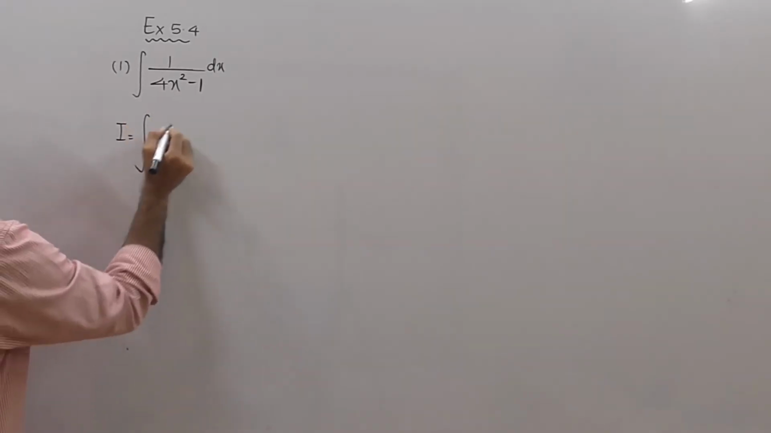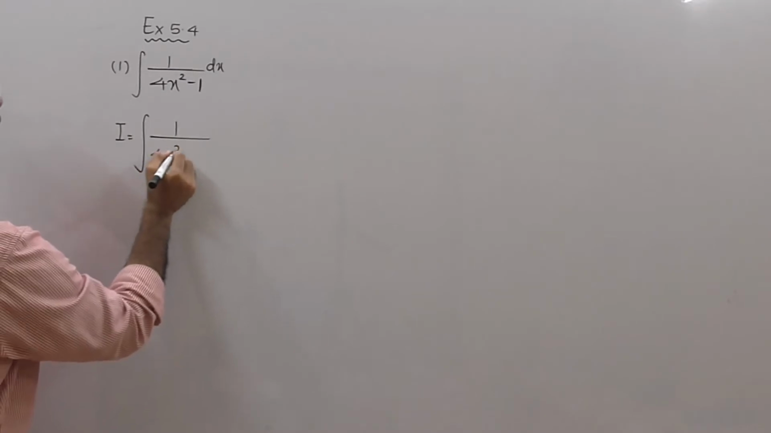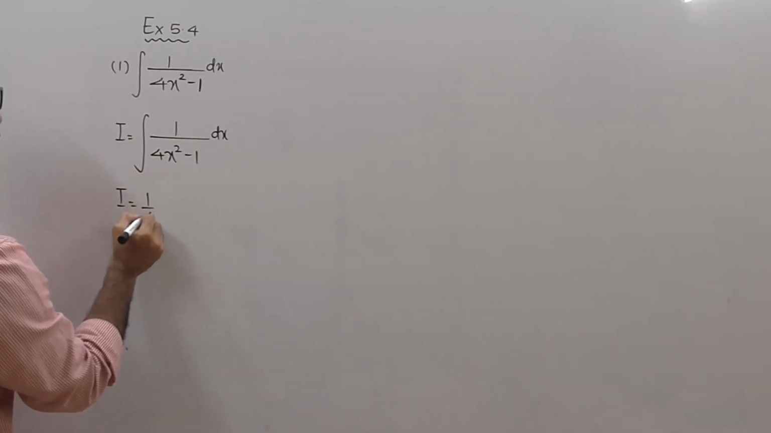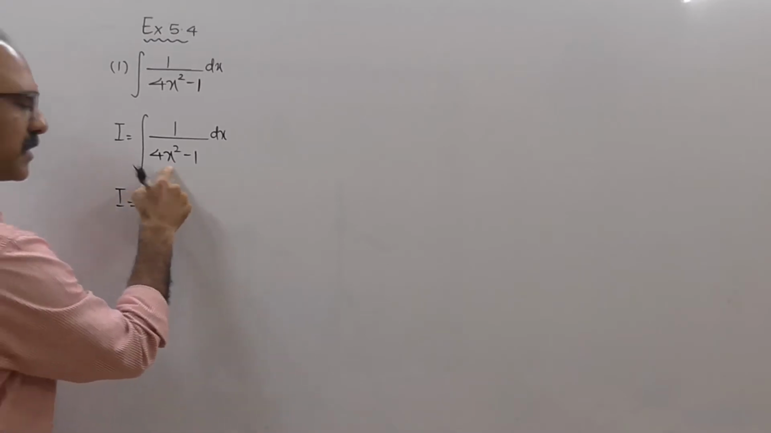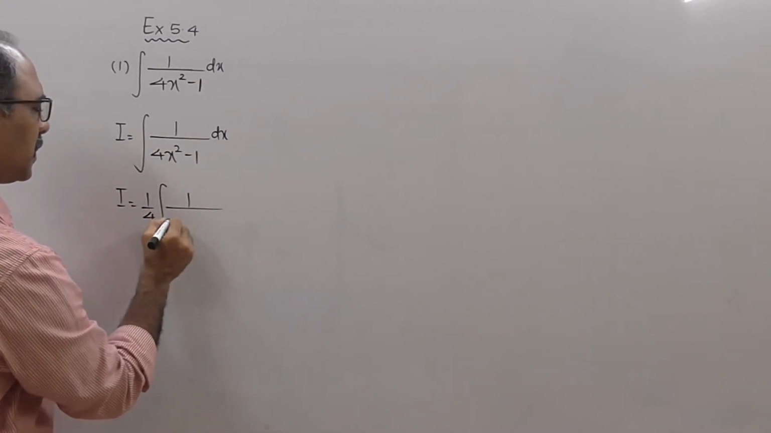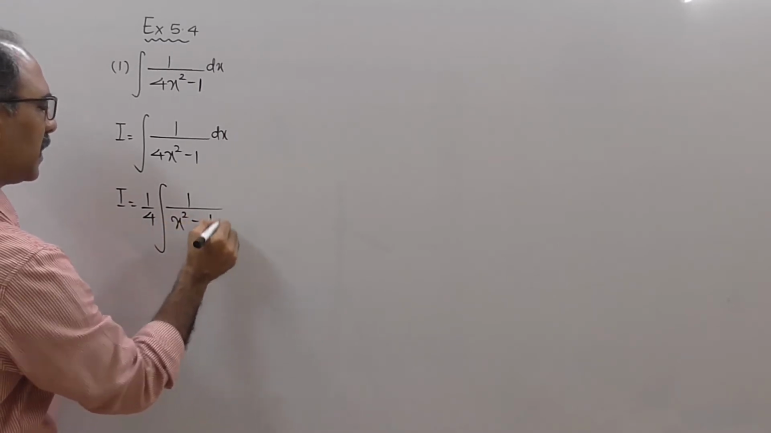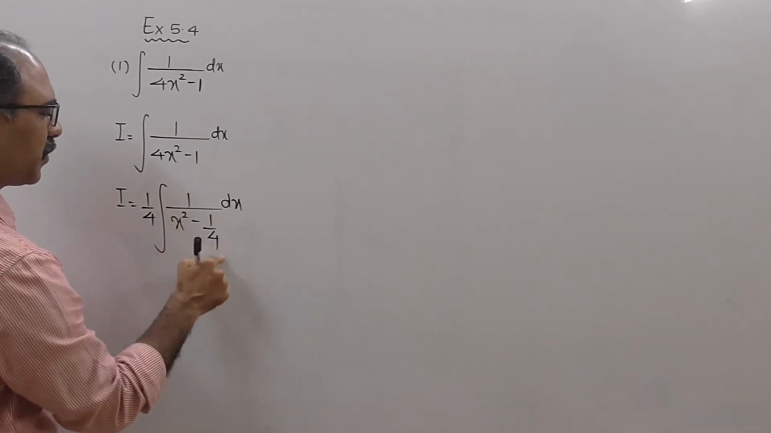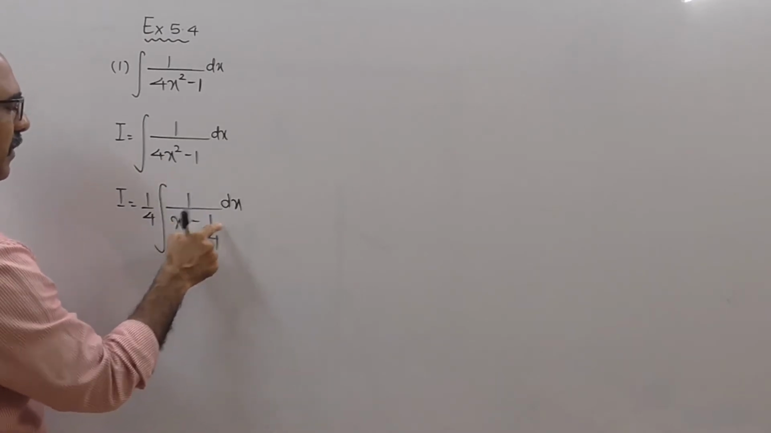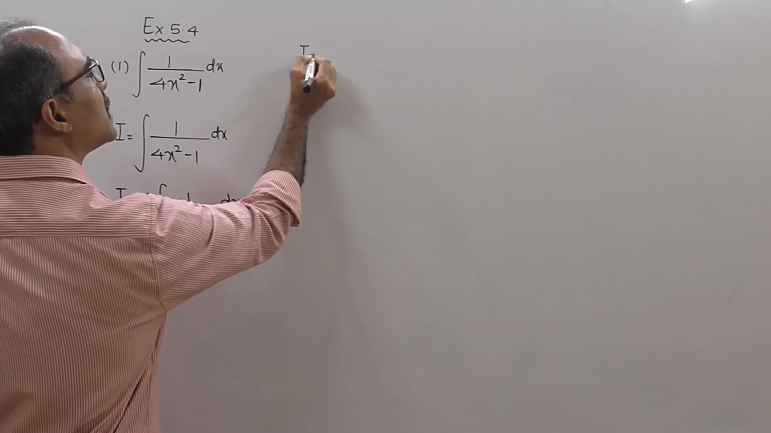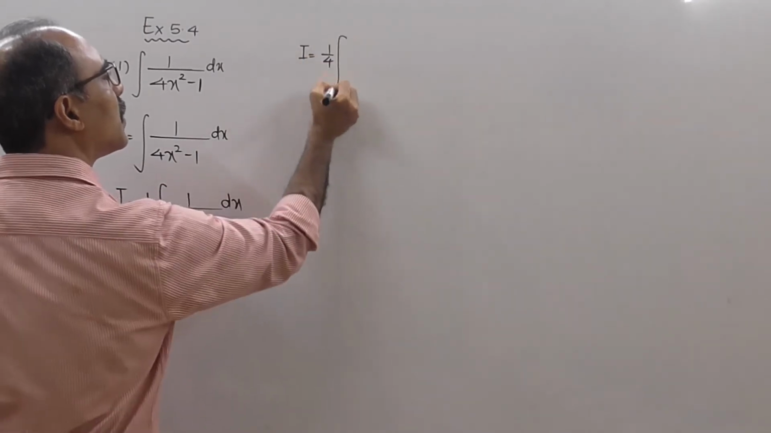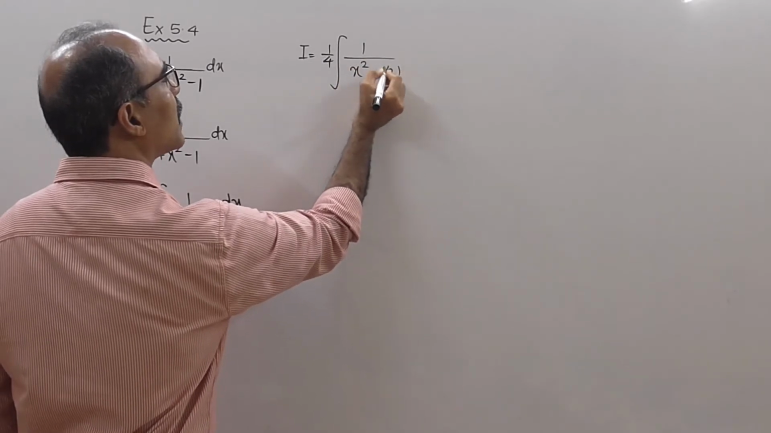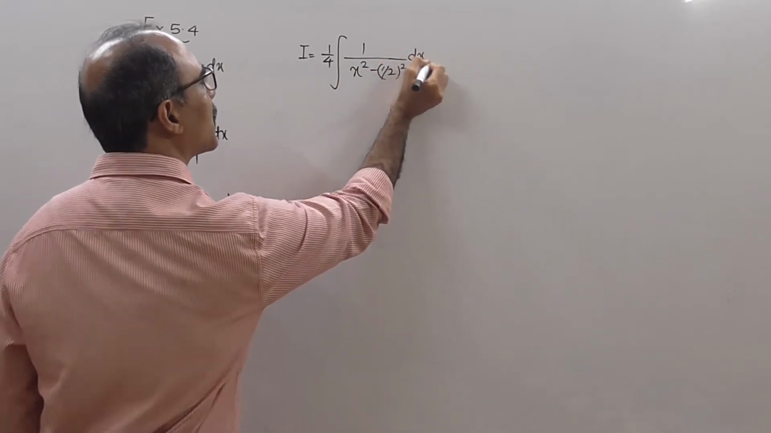I equal to integration 1 upon 4x square minus 1 dx. So I think I told you should always maintain the coefficient of x square as 1. So I'll take 4 outside. So this will become x square and this will become minus 1 upon 4. Multiply 4 into x square is 4x square, 4 into 1 upon 4, I think the answer will be 1. So I will write this as I equal to 1 upon 4 integration 1 upon x square minus 1 upon 4, we can write it as half the whole square.